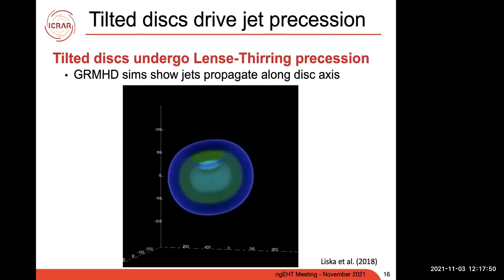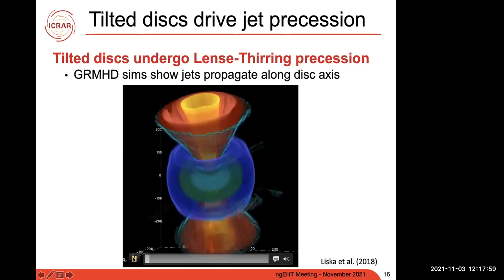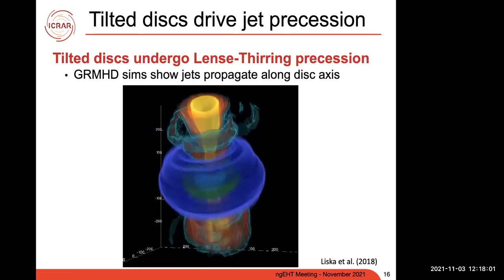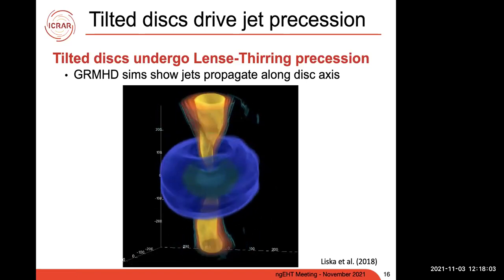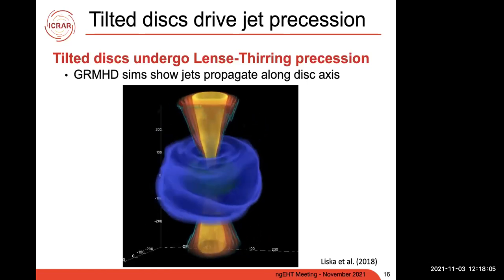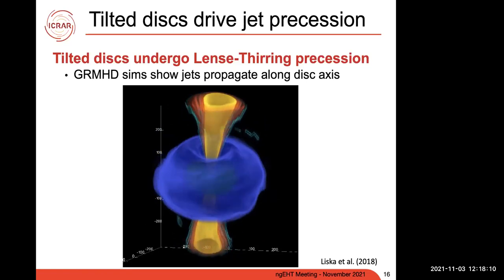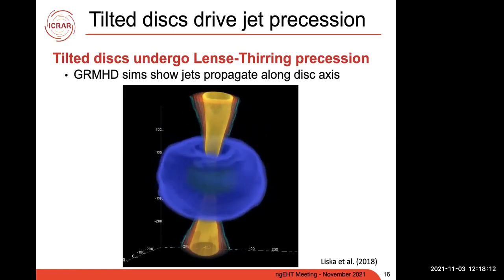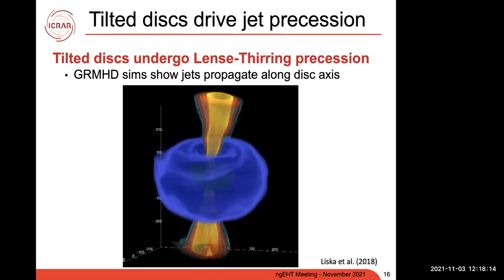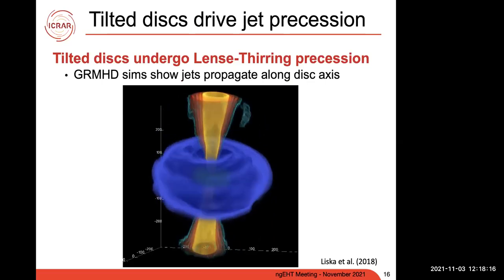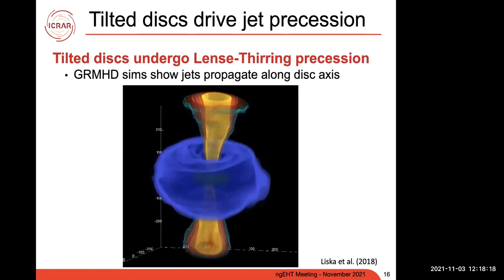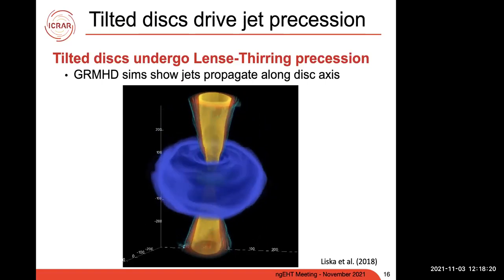This has been seen in general relativistic magnetohydrodynamic simulations. This is some work from Matthew Liska from a few years ago with a thick accretion disk and jets that are launched from the inner regions, and you can see that the jets and the disk can precess together. And so the moving jet axis, this precessing jet axis, can tell us something about the precessing in a disk on much smaller scales.